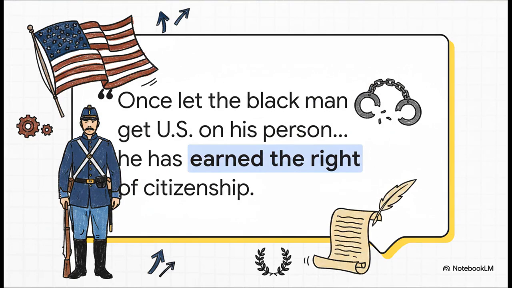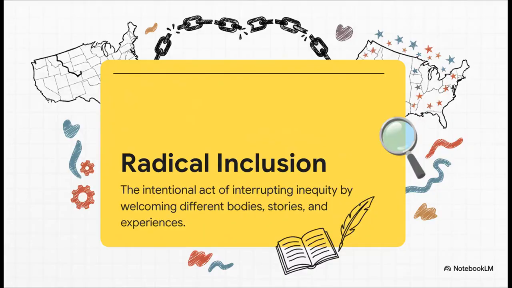Frederick Douglass saw exactly what was happening here. He understood the profound symbolism. Military service was a form of practicing in public. By putting on that uniform and fighting for the nation, these men were making a claim to citizenship and belonging that was simply undeniable. And this is just a perfect historical example of what designers today call radical inclusion.